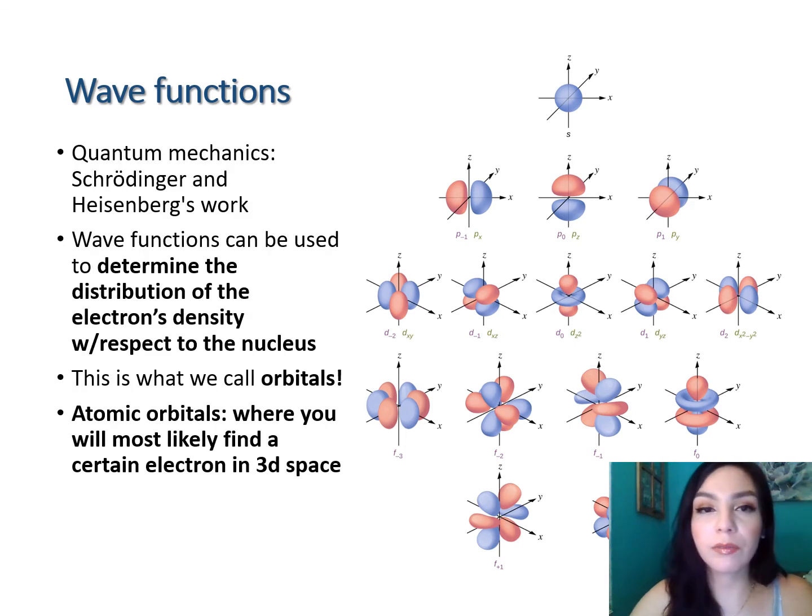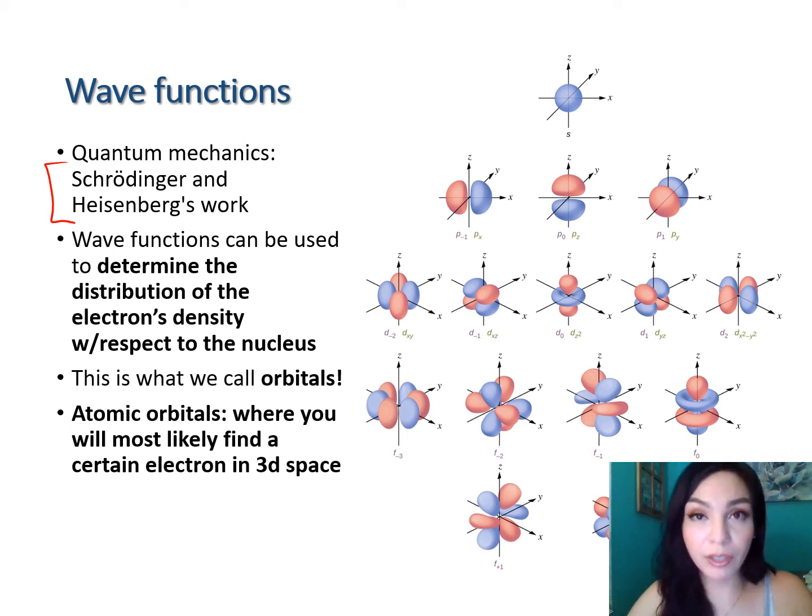So as I've tried to make a point of, quantum mechanics was built on several different scientists' work, not just one, but notably Schrodinger and Heisenberg. They worked on something that led to wave functions, and wave functions are what we use in chemistry to describe where electrons live. That's the easiest way to put it. Think of wave functions giving us information about orbitals, which is just where electrons live.